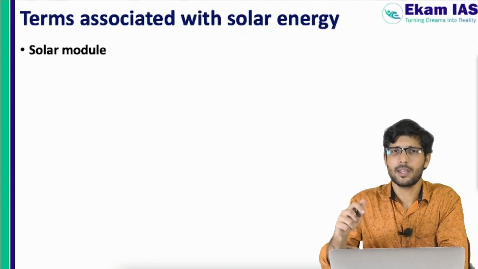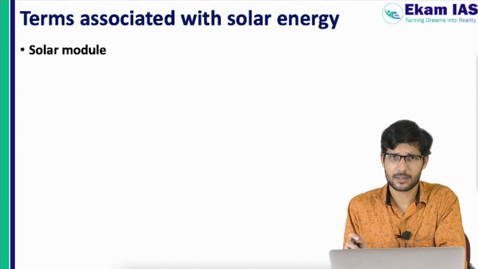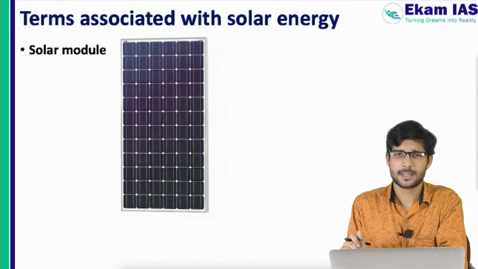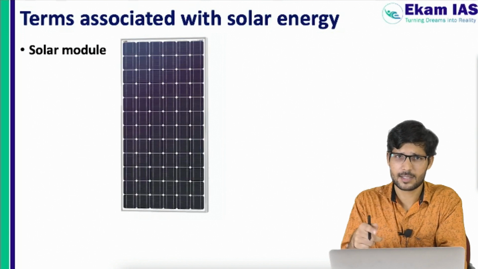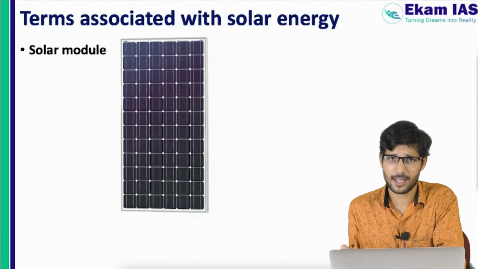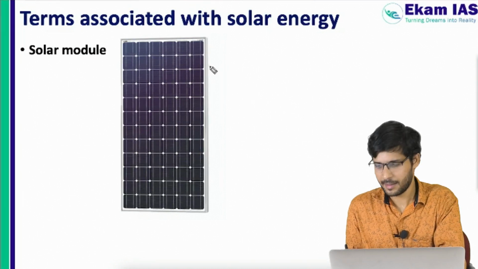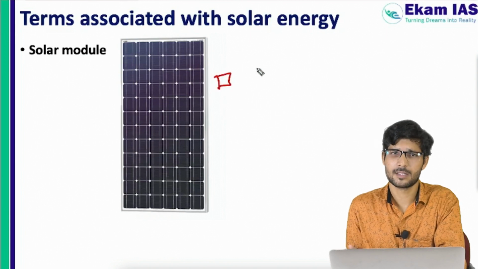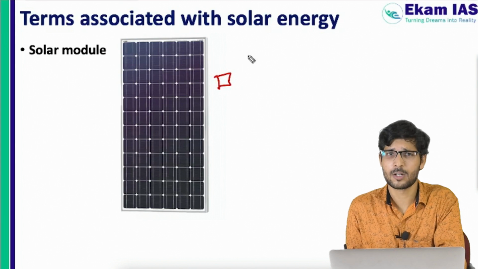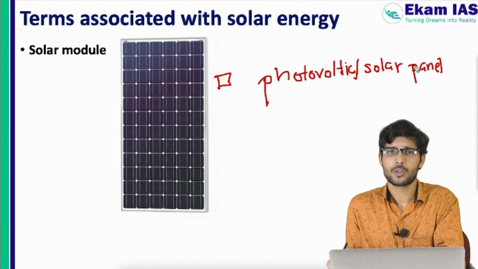Now we will study the important terms related to solar energy that are frequently in the news. One term is solar module. Basically it is a group of solar cells, as given in this figure. A solar cell is like a human cell. It is the basic unit of the system, and when we combine the cells together we get what we call a solar module. It is also called photovoltaic or solar panel.